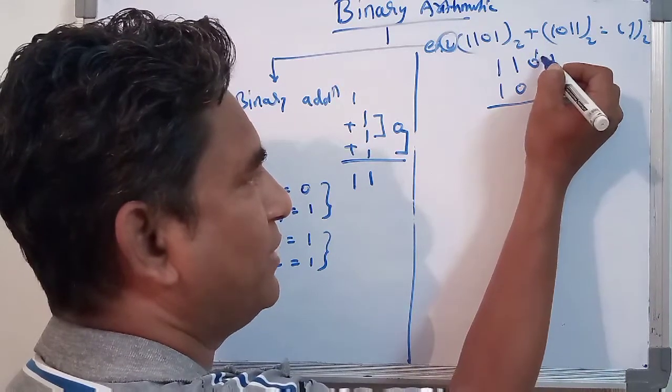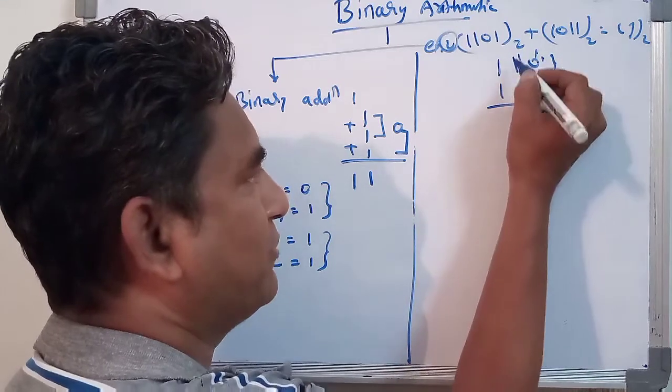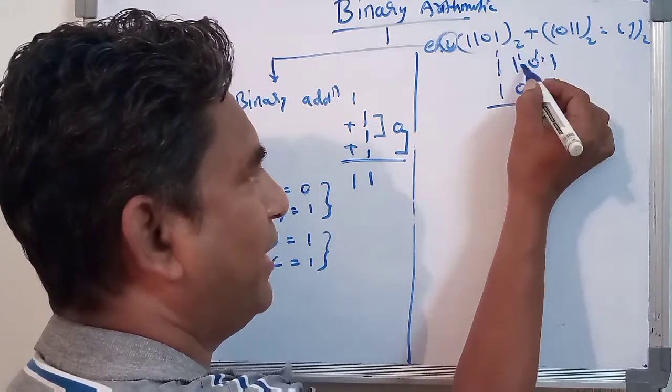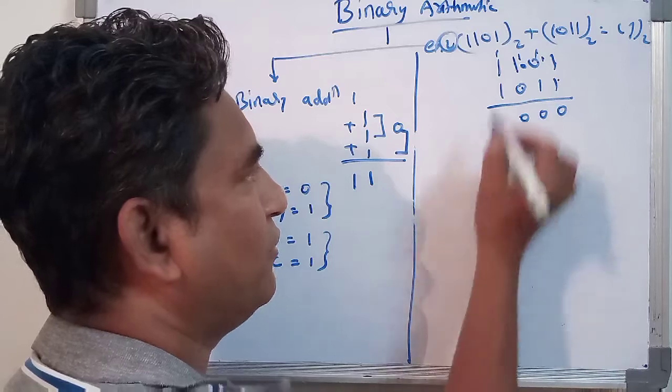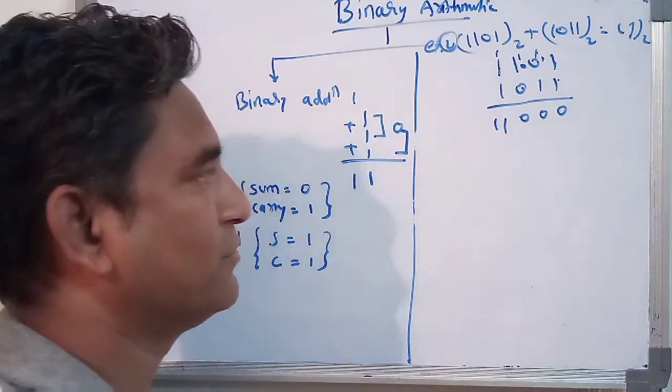So 1 plus 0, it is 1. 1 plus 1, then again it is 0. This 1 will be carried. So 1 plus 1, it is 0. 1 will be carried. So 0 and 0, here we will get 0. Again 1 plus 1 plus 1, you will get the answer as 11101.